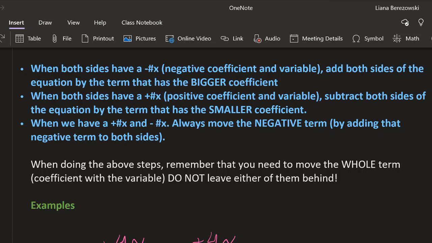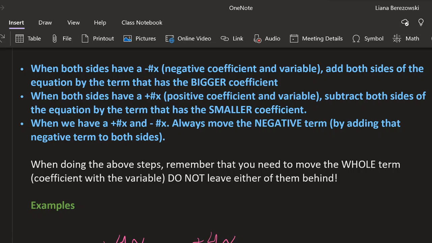When we have a mix, if we have a positive coefficient in variable and a negative coefficient in variable, we're always going to move the negative term, because then we're going to move it by adding, right? Opposite of subtraction is addition, and that will get it again to be a positive number.